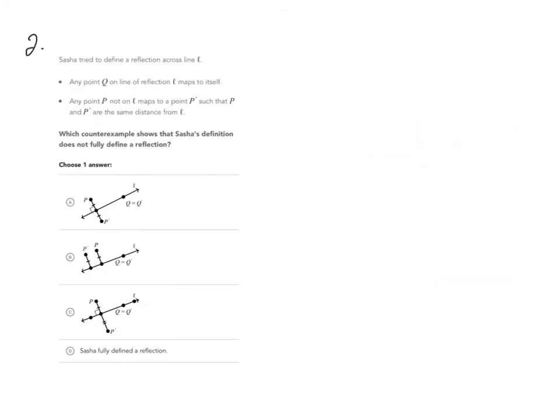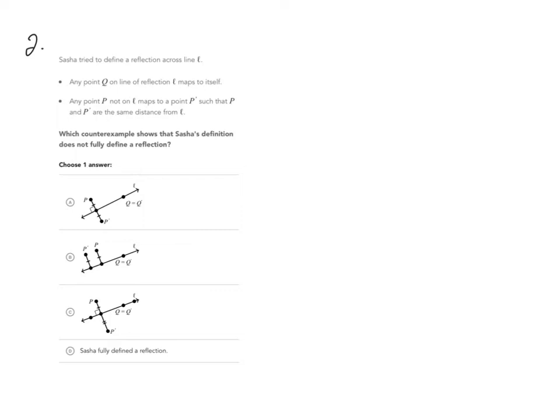All right, next one. It says Sasha tried to define a reflection across the line L. Any point Q on line of reflection L maps to itself. So looking at our choices, we're trying to see if a counterexample shows that Sasha's definition does not fully define a reflection. And each one mentions the Q goes to Q prime. So that one looks good for each of them. The second says any point P not on L maps to a point P prime such that P and P prime are the same distance from L.